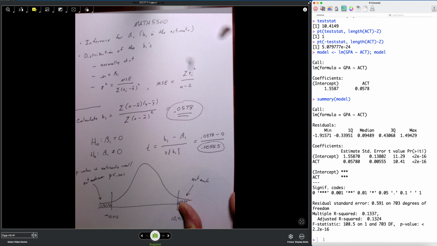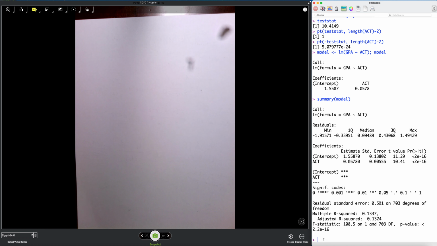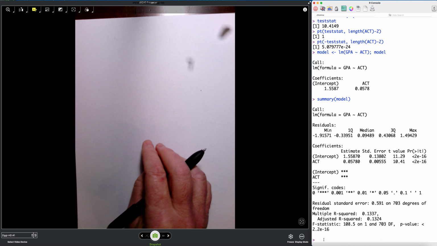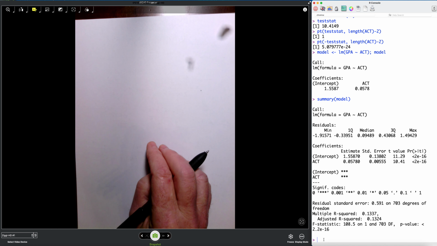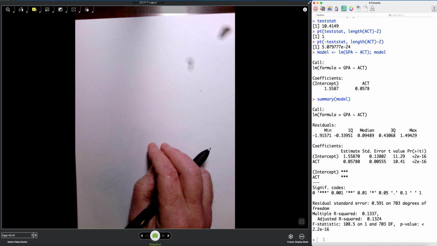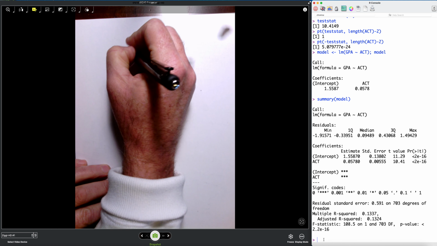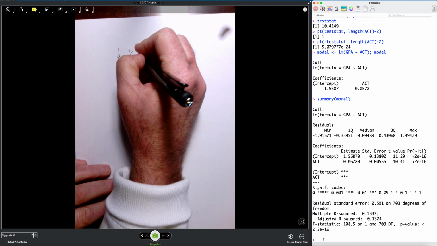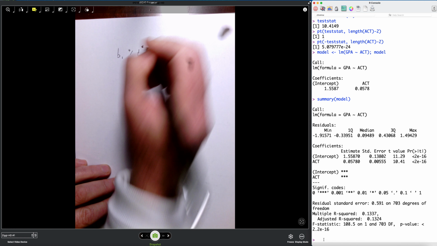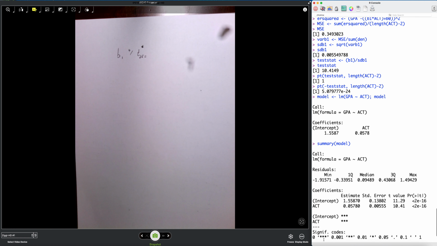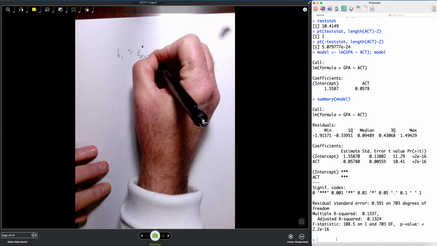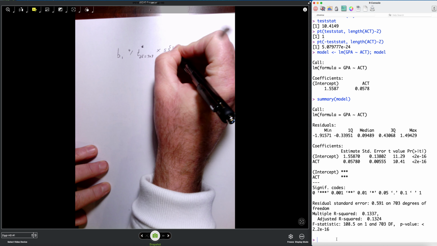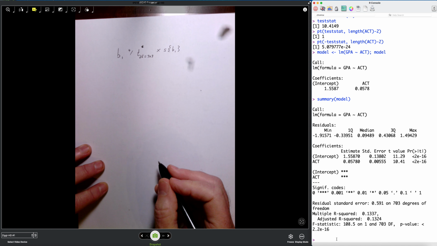Now, moving forward with the confidence interval. Let's see, I lost my train of thought here. The confidence interval is going to be our beta 1 plus or minus our t critical with degrees of freedom n minus 2. I forget, what was it? We had a 705 sample size, so 703 degrees of freedom, times the standard deviation.